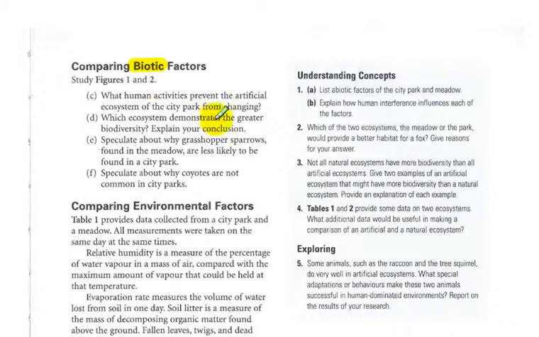D, which ecosystem demonstrates a greater biodiversity? If you can recall in the last video, bio means living and diversity means many different types. So many different types of living things. And then explain your conclusion. E, speculate why grasshopper sparrows found in the meadow are less likely to be found in city parks. And there should be a comma there, grasshoppers and sparrows possibly. F, speculate why coyotes are not found in common city parks.